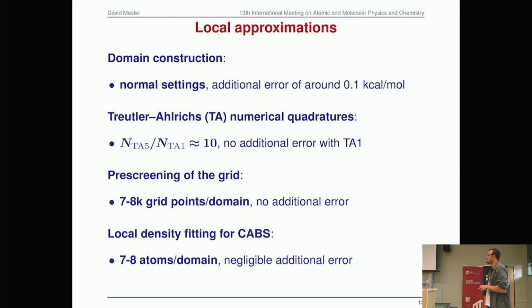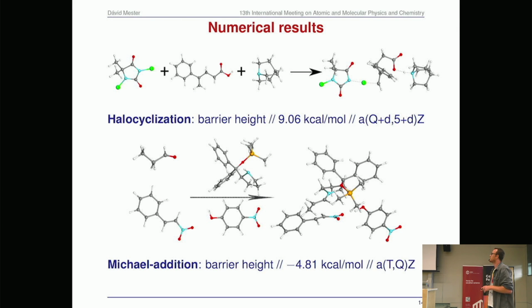And moreover, the local density fitting approximation is extended and utilized for the CAPS calculation. In this case, we found that around 7 to 8 atoms per domain are sufficient. And a few slides about the numerical results and the performance.